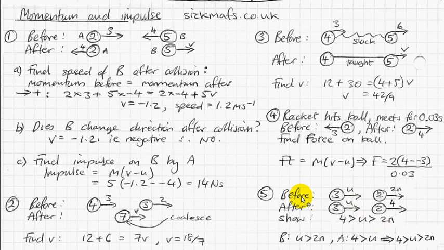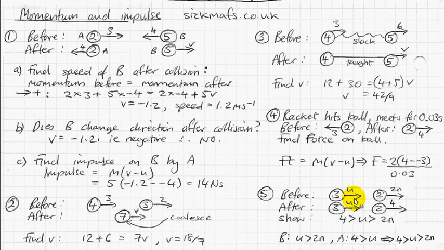If you look at this before situation, you've got an object moving at u meters per second and another object moving at 2n meters per second. After the collision, that object is moving at u still for some reason, and this object is moving at 4 meters per second. So we want to know something about n and u, and this is what we want to show: that 4 is greater than u, which is greater than 2n. How do you do that?